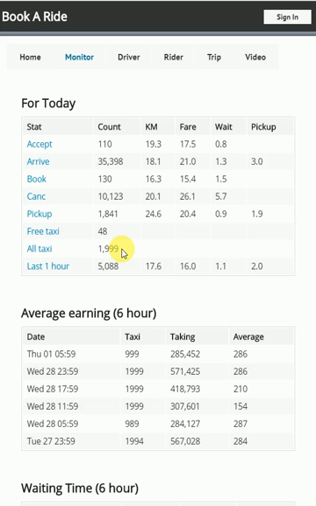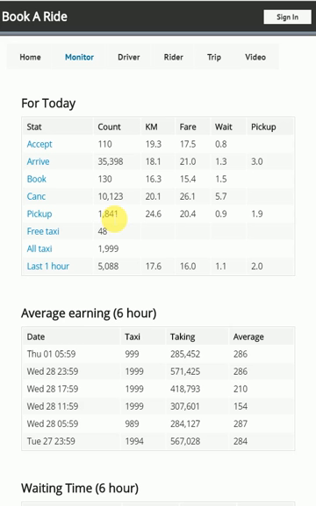Now, of all the bookings made, right now we have 130 bookings waiting for the driver to accept. 110 bookings have been accepted, and the drivers are moving to the pickup point. 1,841 customers have been picked up, moving to the destination. 35,000 customers have reached the destination. And this is all the way from midnight until now for today.